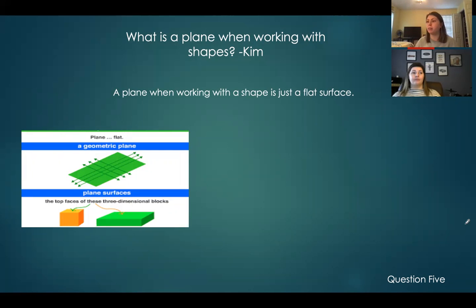So, if we have a shape that does not have a flat surface, it doesn't have a plane. Let's look at this charger. It's the shape of a cube, so it does have a plane. But this pen, this marker, does not, because none of it's flat. It's rounded all the way. So it does not have a plane, but this cube does have a plane.